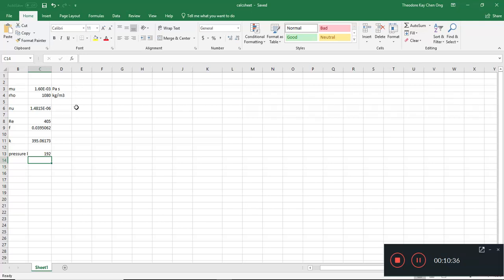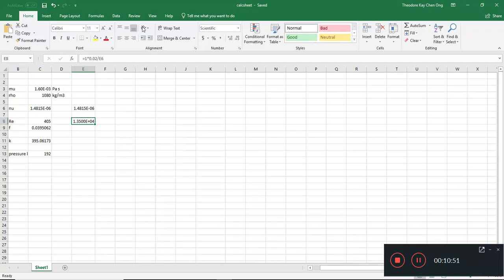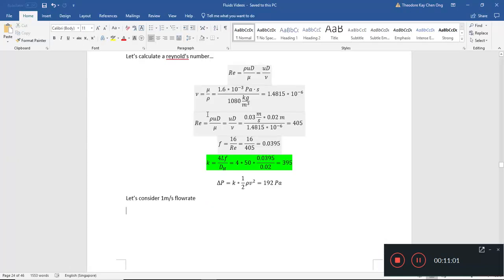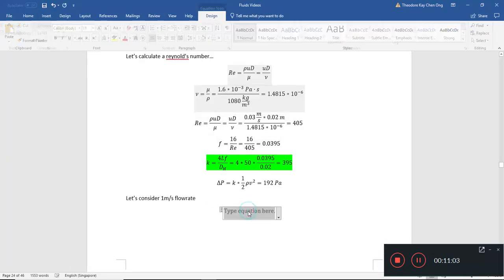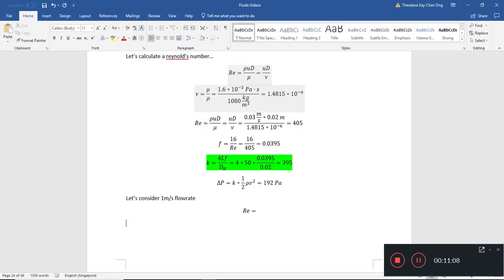My nu is going to be the same, and the Reynolds number is just 1 meter per second times 0.02 divided by nu. And what's the Reynolds number now? The Reynolds number is way above 2300, so this is definitely a turbulent flow situation. I'm not going to type everything down, 1350.